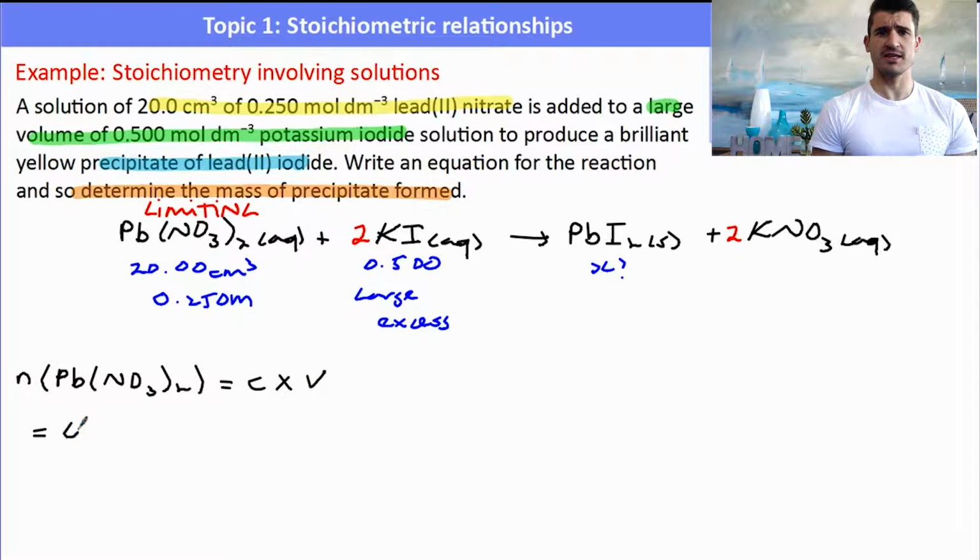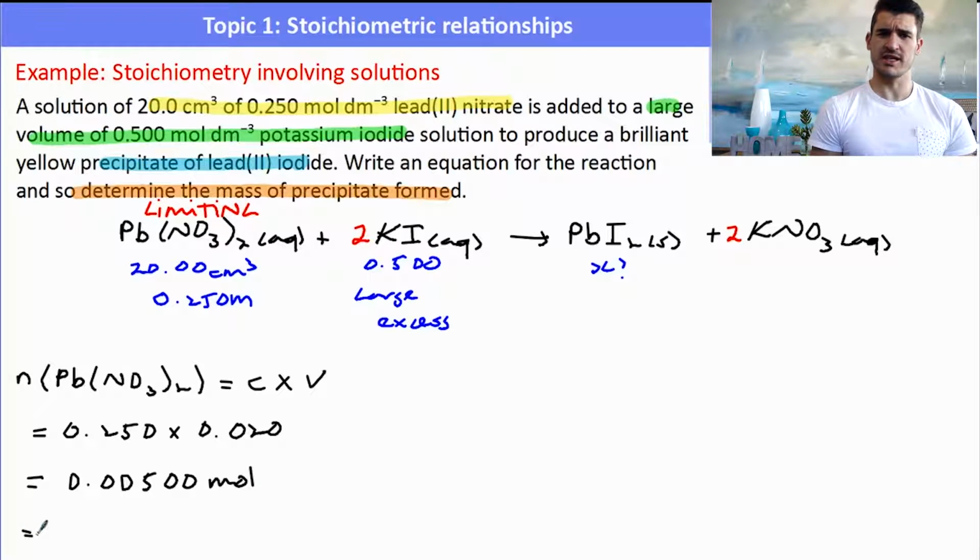So I need to find the number of moles of the lead nitrate. I've been given the concentration and I've been given the volume, so I use n equals c times V to determine the moles. Remember to change the volume to decimeters cubed. So I've worked out the number of moles to be 5.00 times 10 to the negative 3 mole.